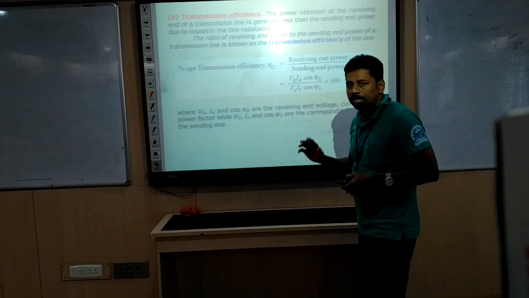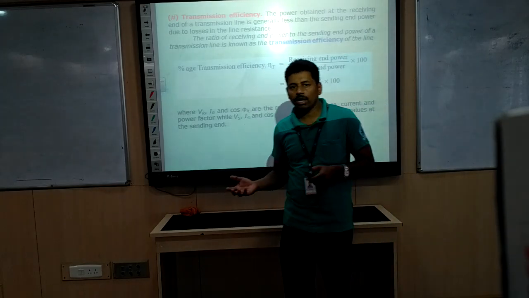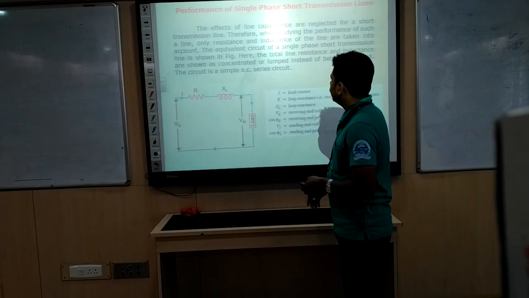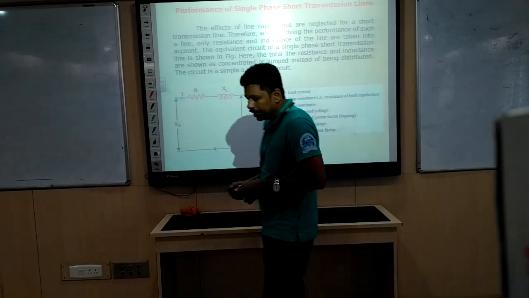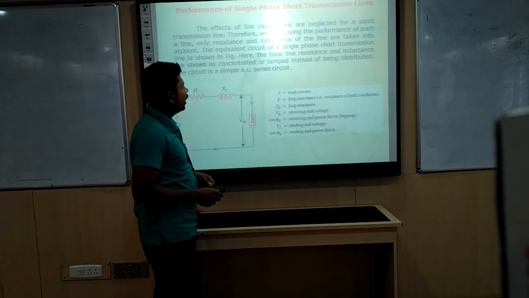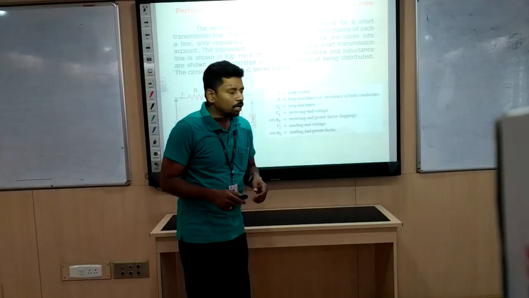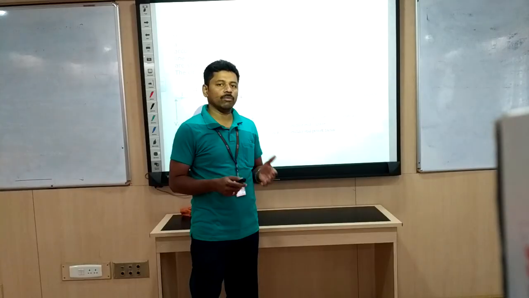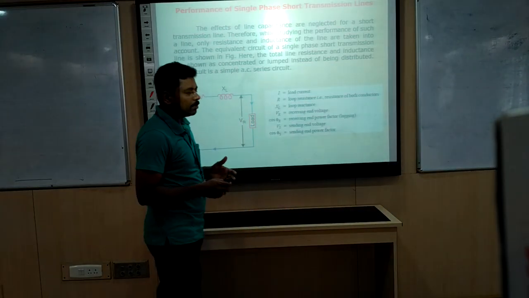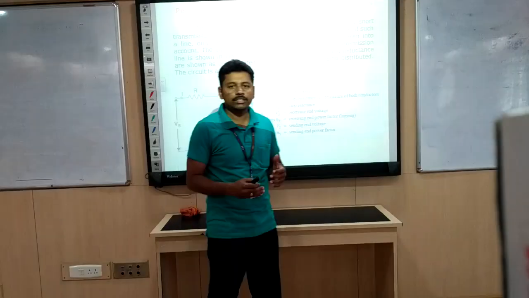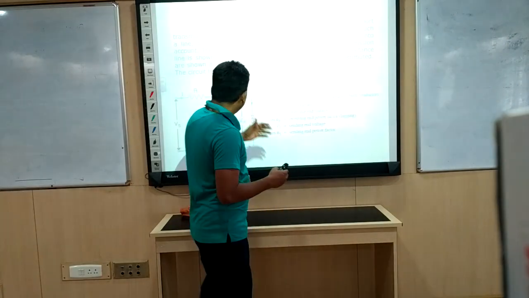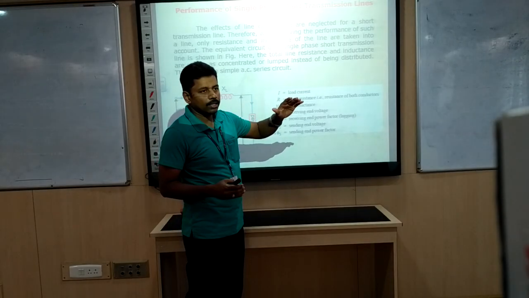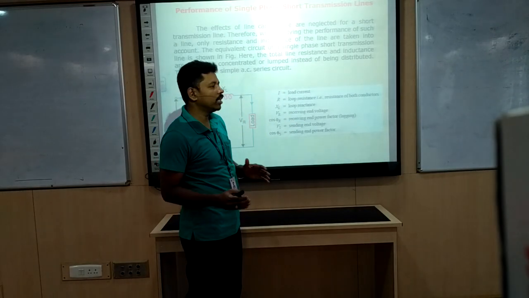So these two we are going to discuss: how to find the voltage regulation and how to find the transmission efficiency for different models. First one is the short transmission line. In short transmission lines, all the transmission lines are analyzed in the per phase model. Since it is a balanced system, we assume that the system is balanced. When discussing all the models, short, medium, and long transmission line, the line considered is a per phase model.